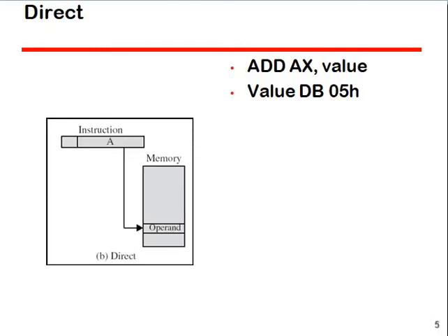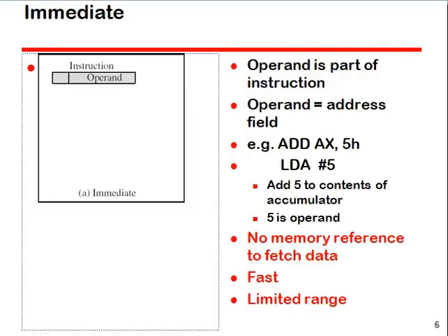The second type is the direct addressing mode. For direct addressing mode, you have an example: ADD AX, value. Here the value indicates the direct value, which is something like 0504. The value is directly loaded into the AX register. That is why this type is called direct addressing mode.